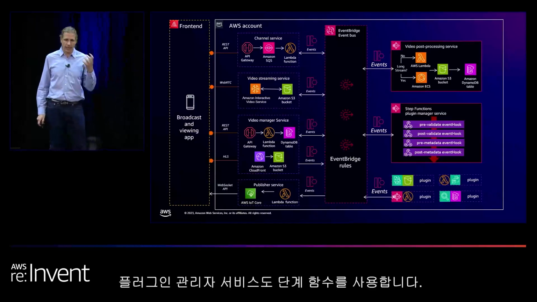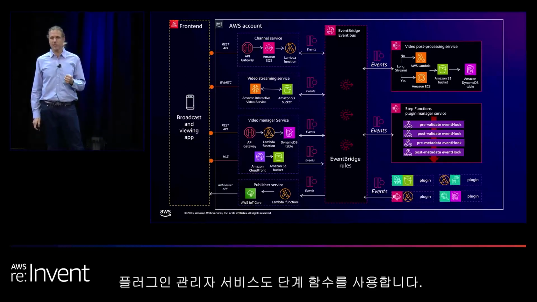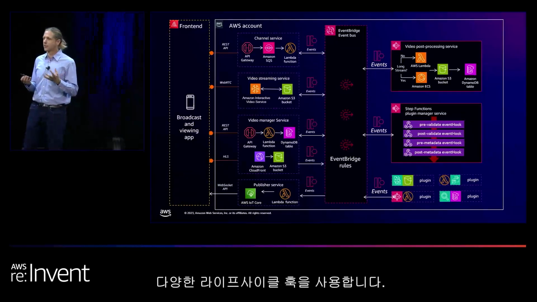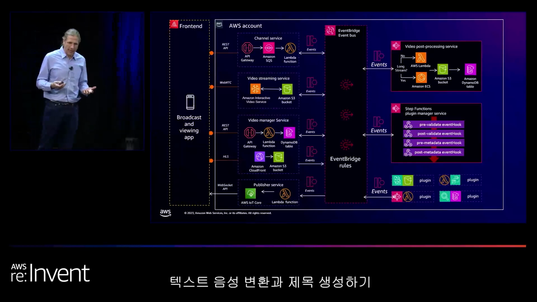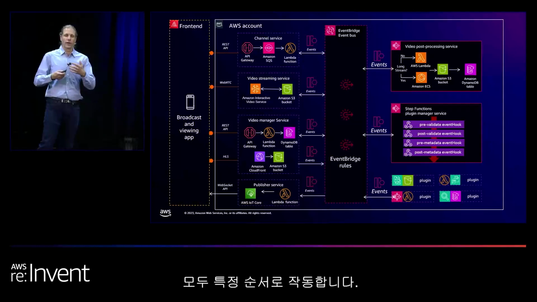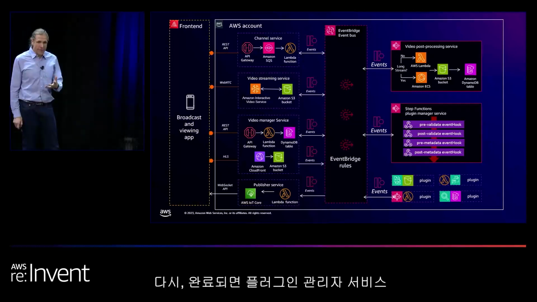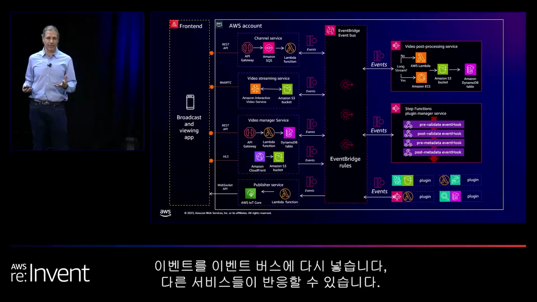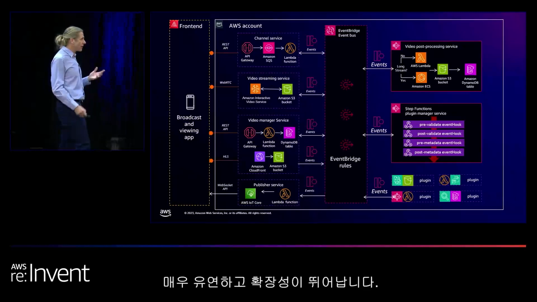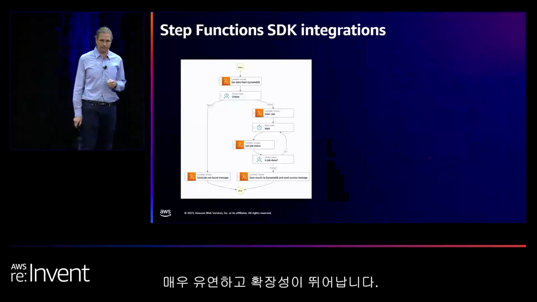Very powerful. The plugin manager service also uses Step Functions to handle the video processing timeline using various lifecycle hooks. And so the text-to-speech and the GenAI title generation all work in a particular order. Again, when finished, the plugin manager service puts an event back on the event bus, and the other services can react. Extremely flexible and, of course, super scalable.